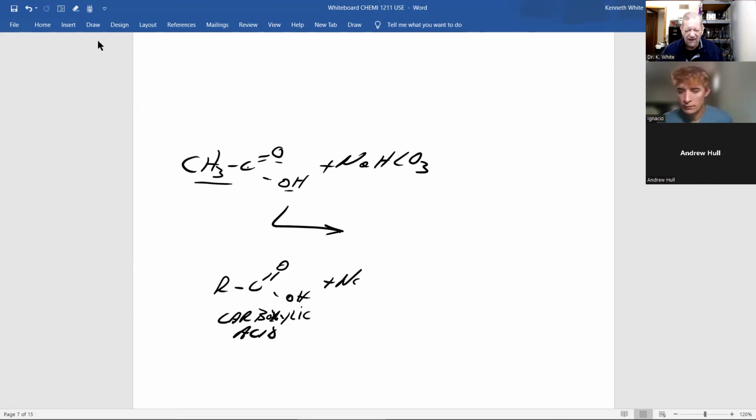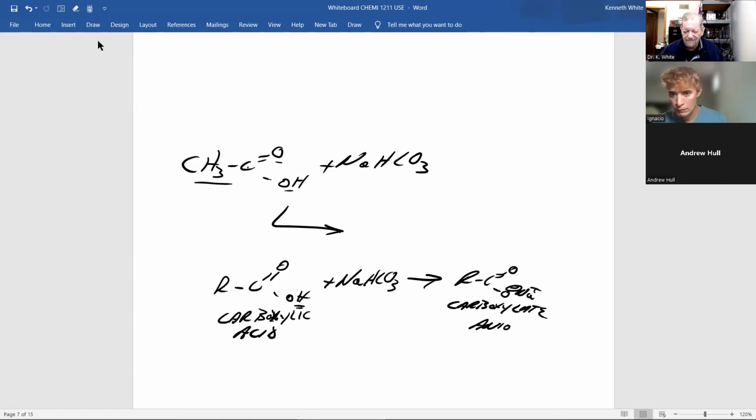And sodium bicarbonate, baking powder. And what happens? Acid-base reaction. You get the carboxylate anion. Now I said it the right time. Plus water, plus carbon dioxide given off as a gas.